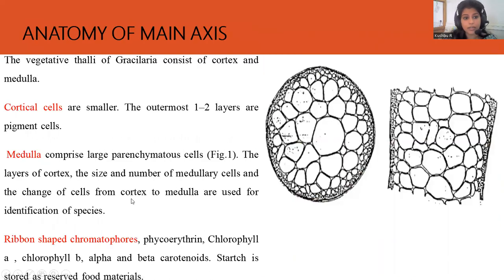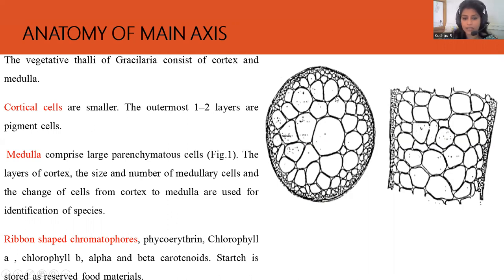To speak about the anatomy of the main axis, it has two prominent regions. The first one is the cortical region, and the second one is the medulla region. The cortical region is the external surface, made of thick, compactly arranged parenchymatous cells, rich in chromatophores, containing pigments such as phycoerythrin, chlorophyll a, chlorophyll b, and beta or alpha carotenes, and it also stores reserve food materials. That's the reason why it appears red in color, because of the pigment called phycoerythrin.